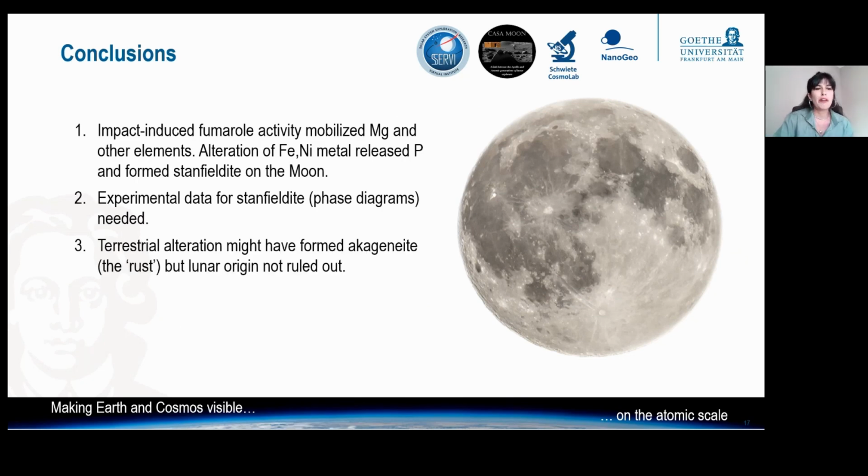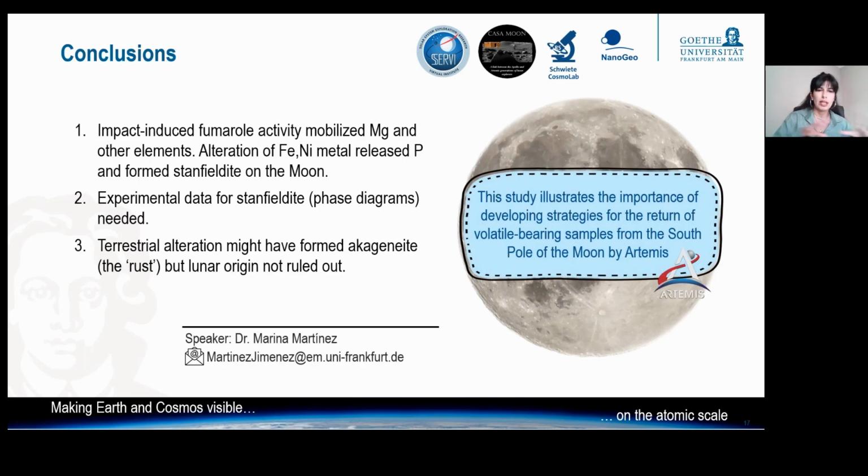So basically, we have an impact-induced fumarole activity on the moon that mobilizes magnesium around the area and other elements. We have alteration of iron nickel metal that releases phosphorus, and together it forms Stanfieldite on the moon. We need more data for Stanfieldite. There's very little experimental data and phase diagrams for this mineral that can give additional insights into this alteration event that was produced on the moon.